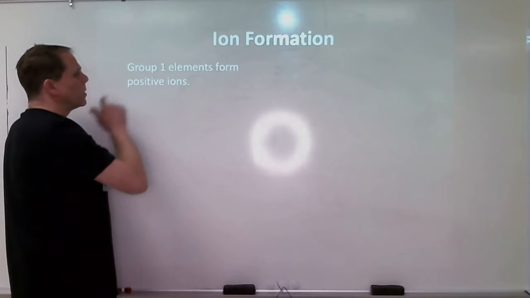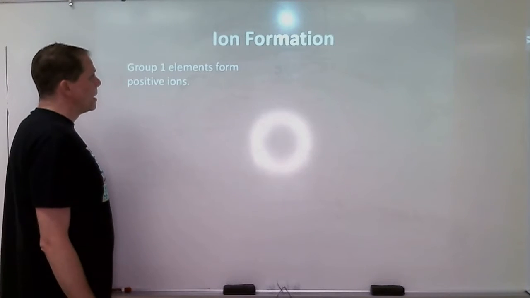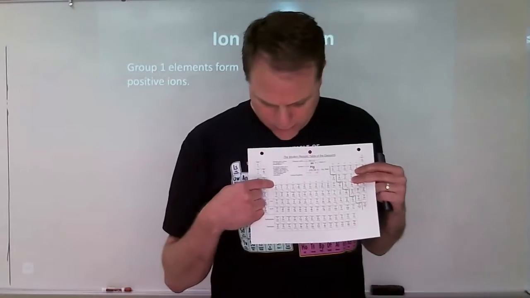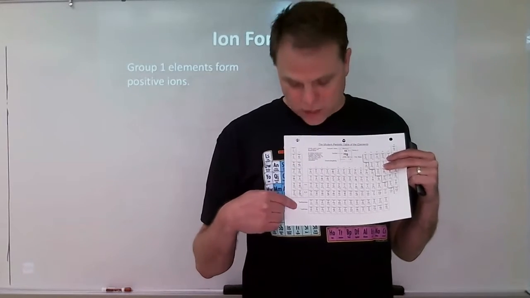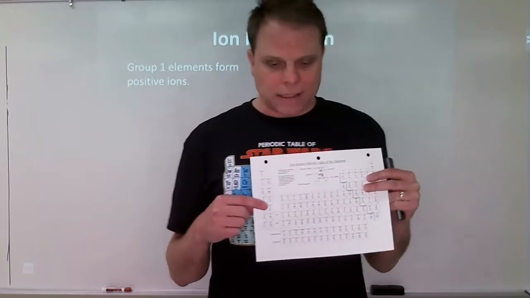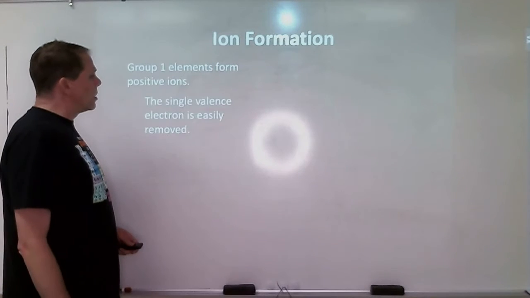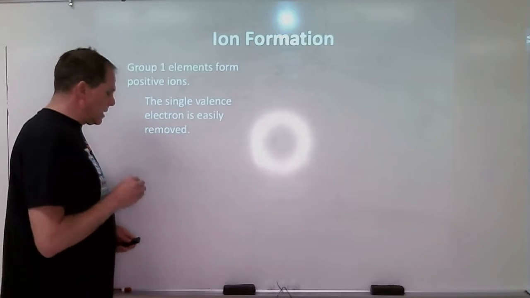All right, group 1 elements form positive ions. So if I look at group 1 in the periodic table, right here, it's going to form positive ions. So you have all of these being positive, and they're going to have a positive 1 charge. Now these elements have one single valence electron that is easily removed.